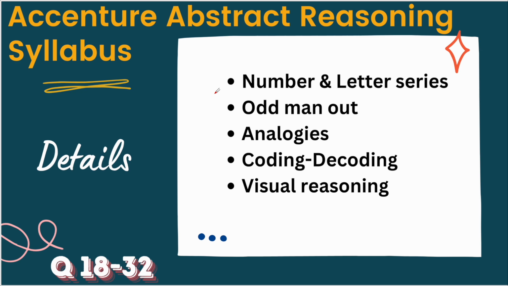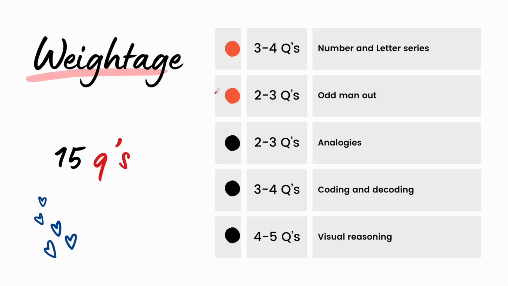Today in this session we'll try to look at the odd man out questions. As we know, in the Accenture written examination we are getting 15 questions from abstract reasoning. In the 15 questions, 2 to 3 questions are covered from the odd man out topic. So in this video we'll look at the different types of questions under odd man out, what the prerequisites are, and how to tackle them.